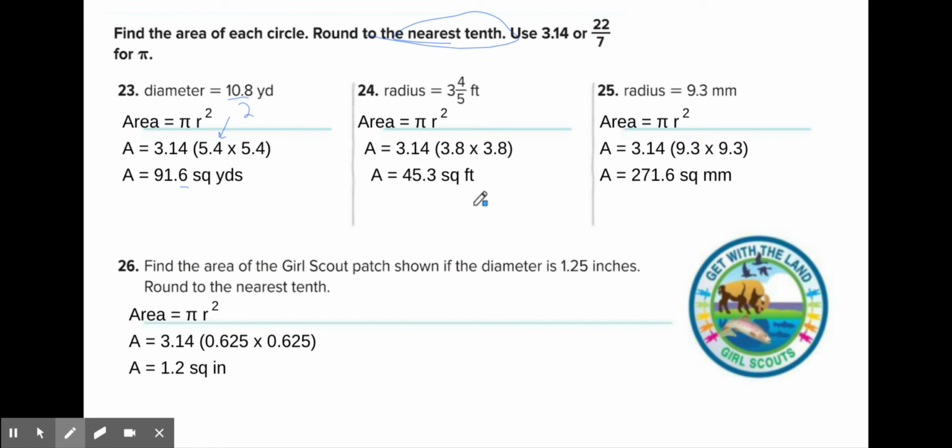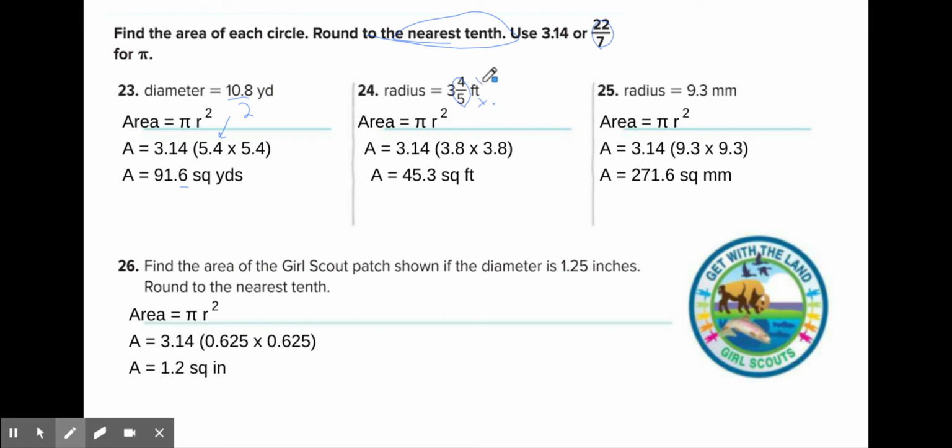All right, 24. 3 4/5. Now, again, I know you have this little option here, but you're only using that one right there when the fractions make it worthwhile. 3 4/5 is 19/5. 19/5 squared times 22/7. You're not going to get any cancellation going on here. So you're just better off changing this into a decimal.